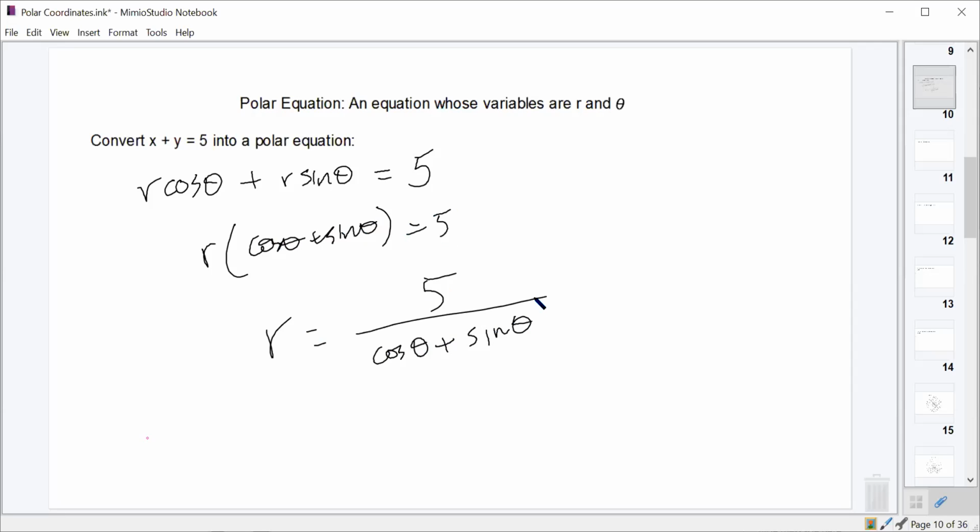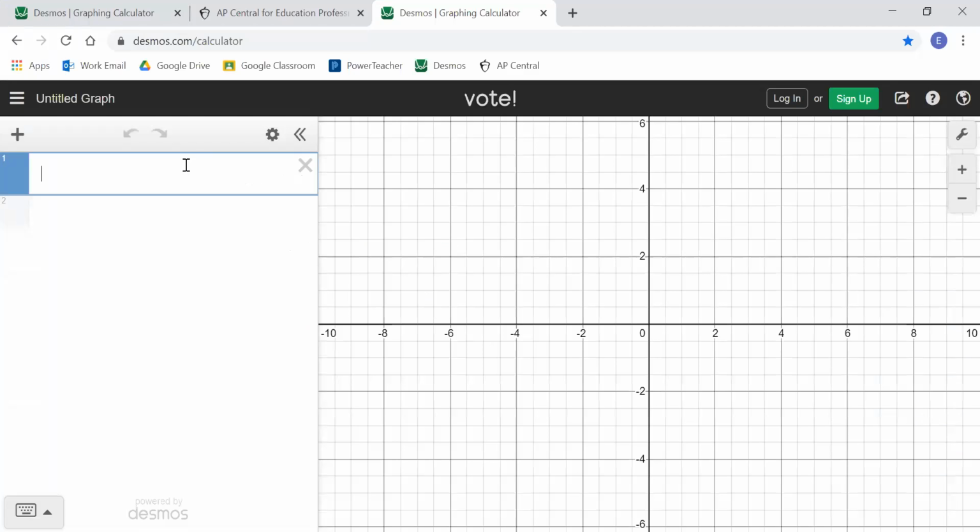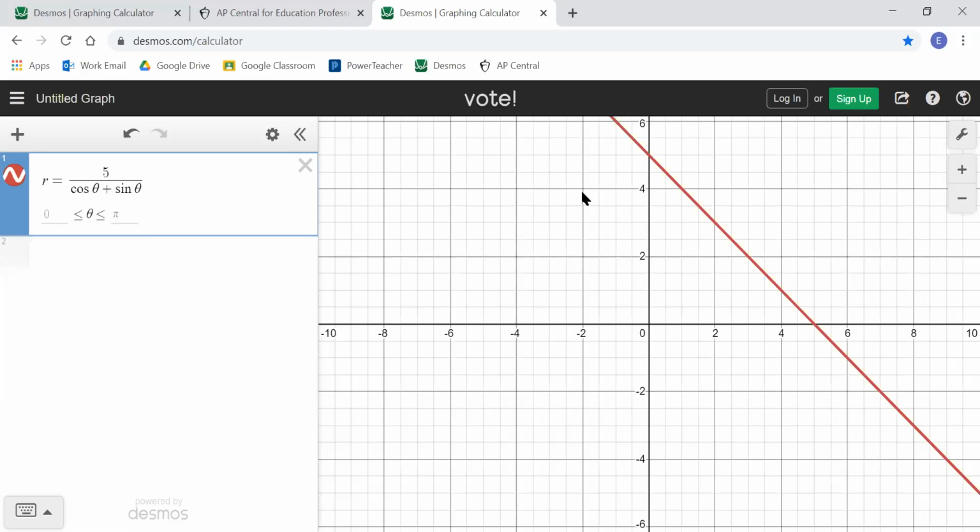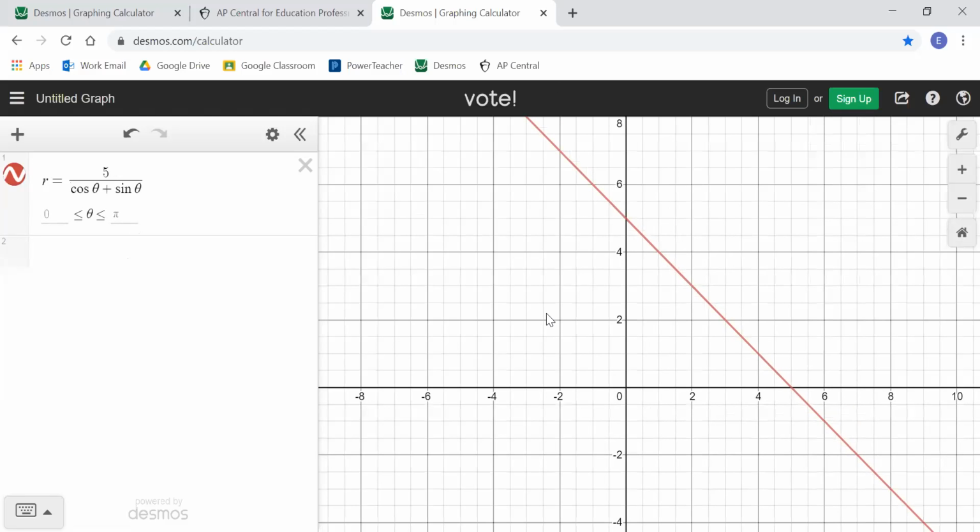Easy enough. And that should turn out, if we graph that, which we're going to do right now on Desmos. Desmos will be your best friend for a long time here. If we take r equals 5 divided by cosine theta plus sine theta, it just comes out to be this linear equation, x plus y equals 5. I think we should know that that would be the same as y equals -x plus 5, right? And that's exactly the linear equation that we end up with there.